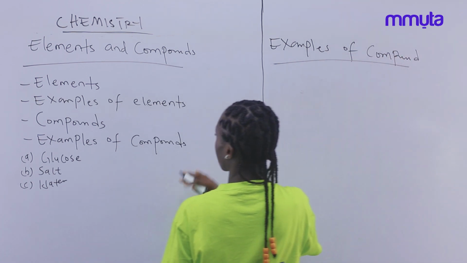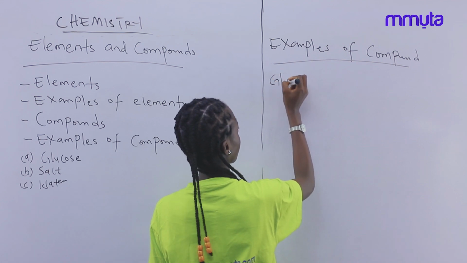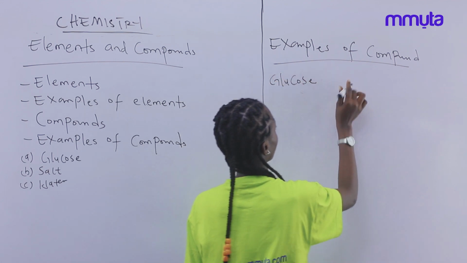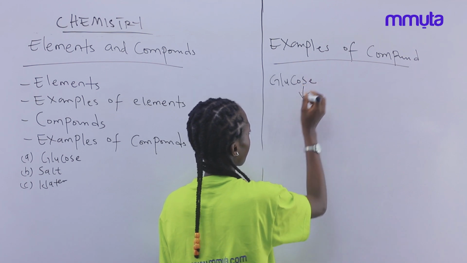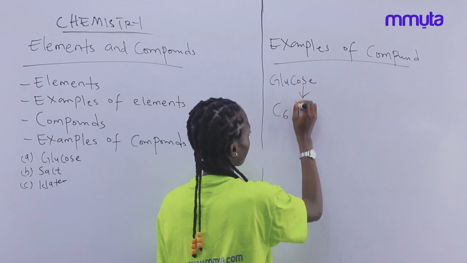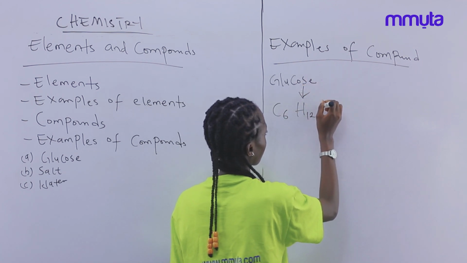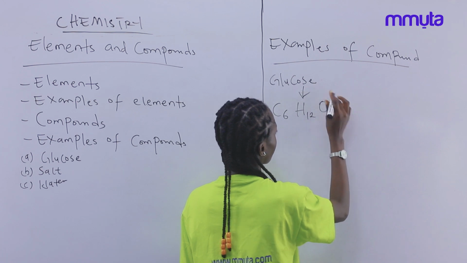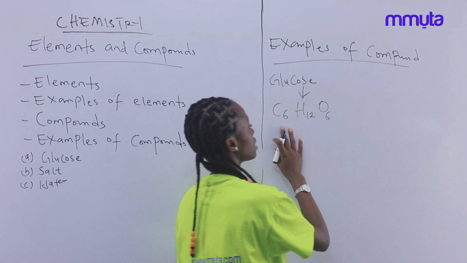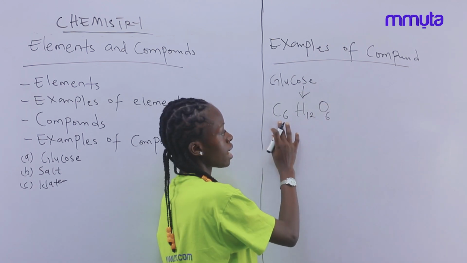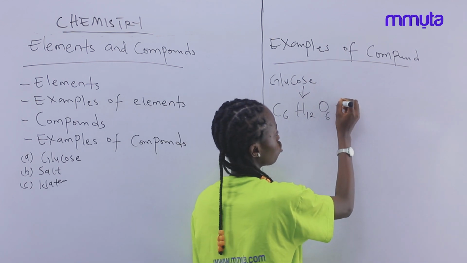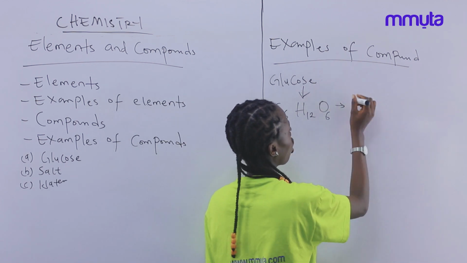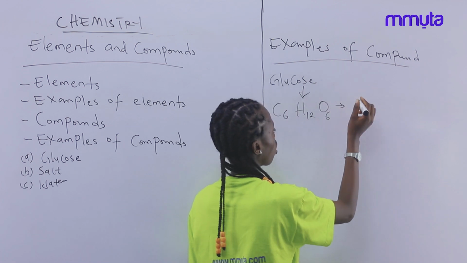Now, the first one, glucose. Now, glucose is represented. Glucose is a combination of carbon, hydrogen, and oxygen. Those are the three elements that make up glucose, and glucose is a compound.